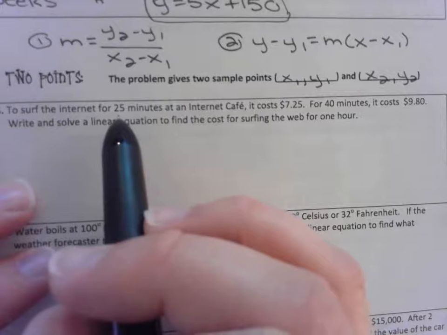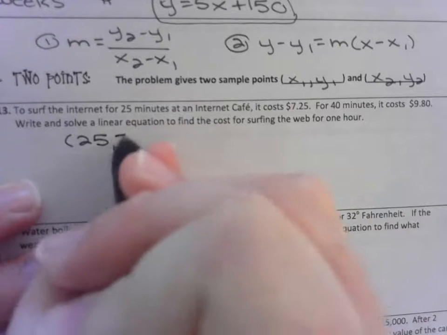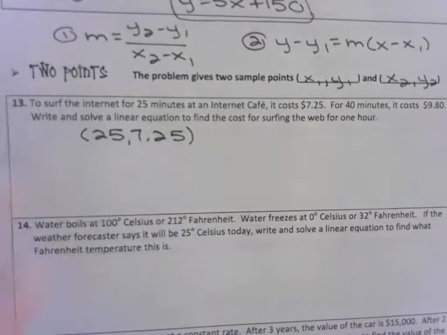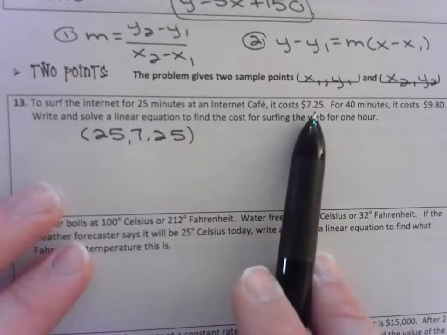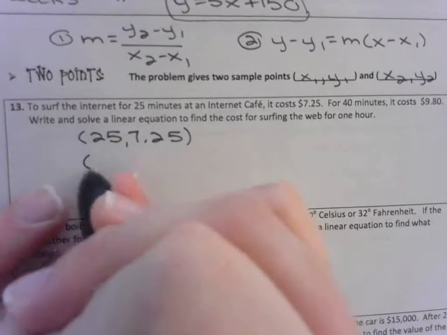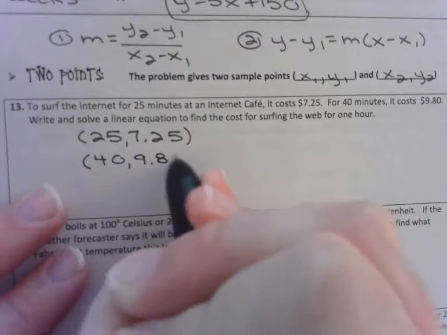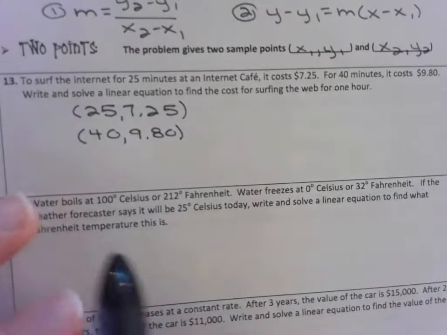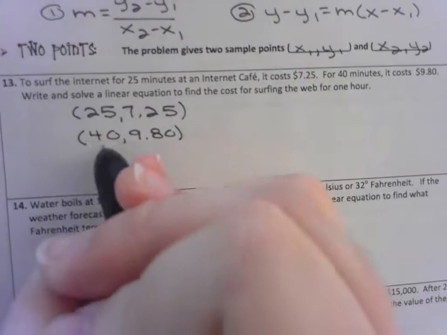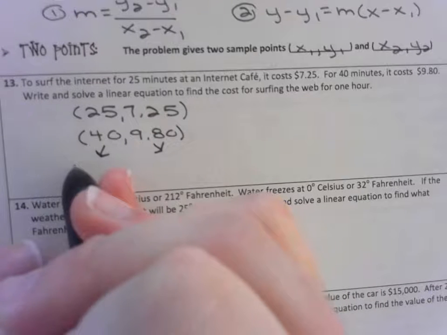Okay, so the first ordered pair is going to be 25, comma 725. Just like we did on the ones previously, whichever one comes first for today, for this class, is going to be your x value. So 25 minutes, 7.25, so 25, comma 7.25. The next ordered pair is going to be what? 40, 9.80. Now again, you don't have to label for each ordered pair, but I want you to label your x and your y. What do my x values represent?